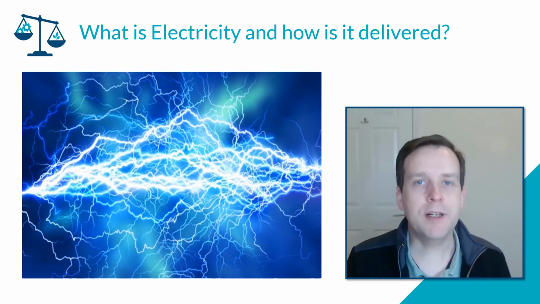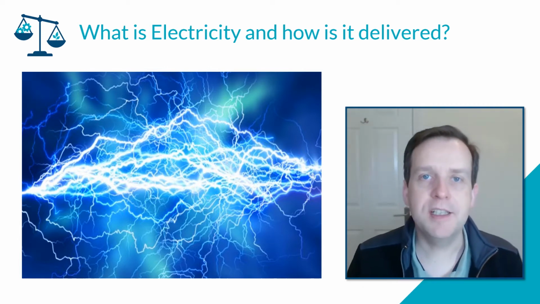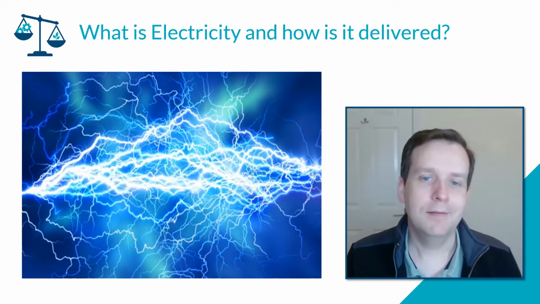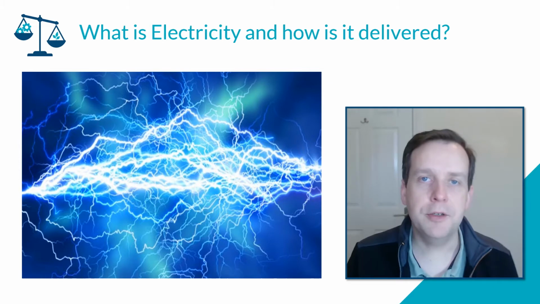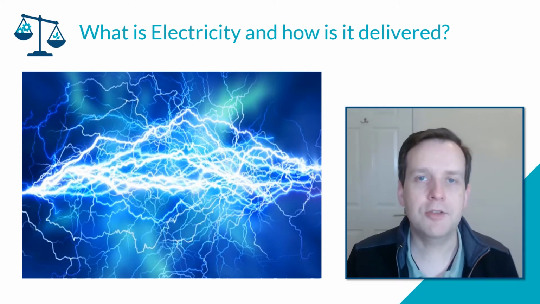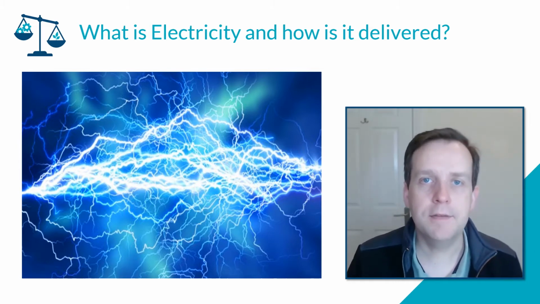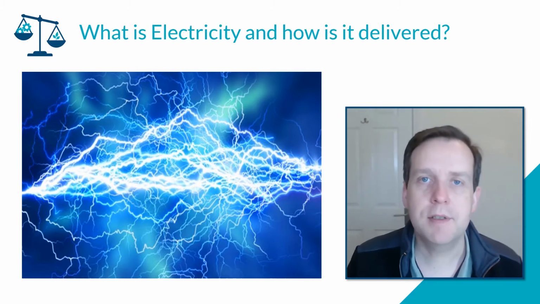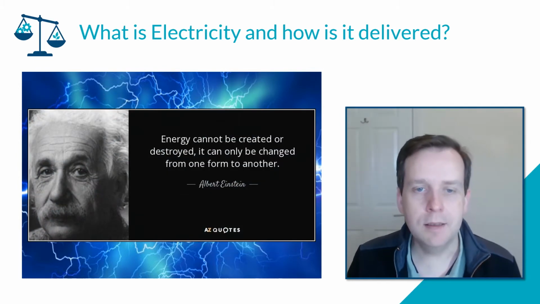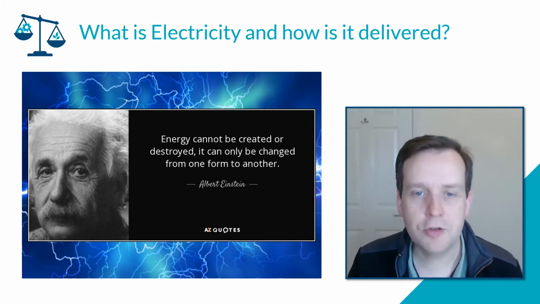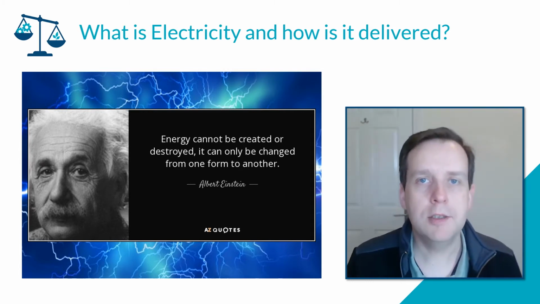So, electricity, what is it? Electricity is a form of energy, and energy gives you the ability to do work. Basically, it's one form of energy that you and your business use for lighting. You convert electrical energy to light energy, or to heating energy if you have electric heaters, or to mechanical energy, perhaps with electrical motors. As Albert Einstein said, energy cannot be created or destroyed. It can only be changed from one form to another.